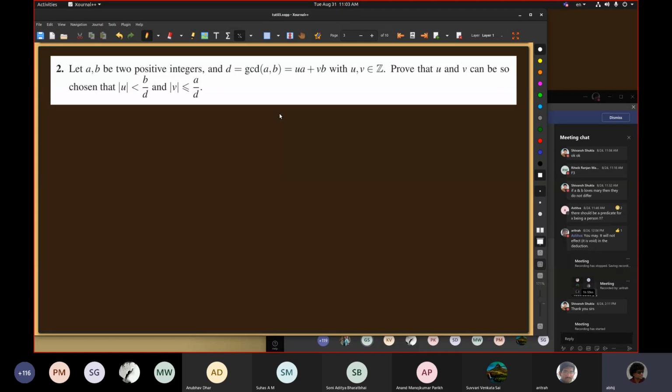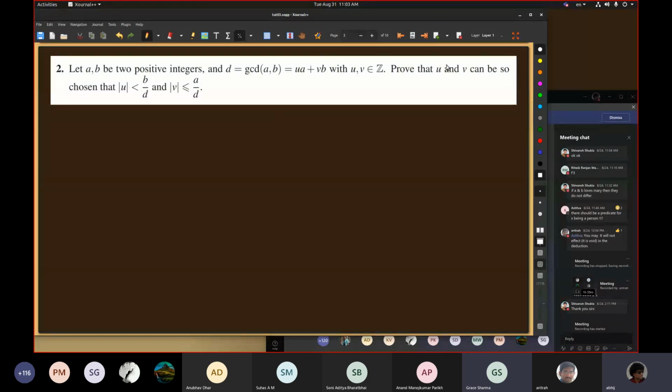Hello, sir. Yeah, tell. Sir, I have a doubt actually. Sir, if we take b is equal to a, then GCD of a comma a is equal to a. So I can take u equal to 1 and v equal to 0. So the first condition seems to be not valid because 1 is not less than 1.